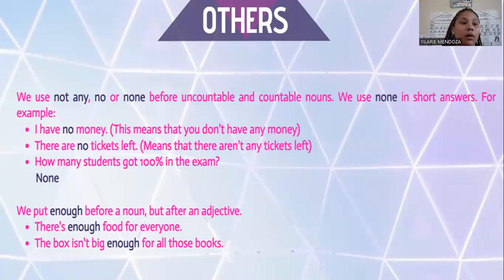Others. We use not any or no or none before uncountable and countable nouns. We use none in a short answer. We put enough before a noun, but after an adjective.